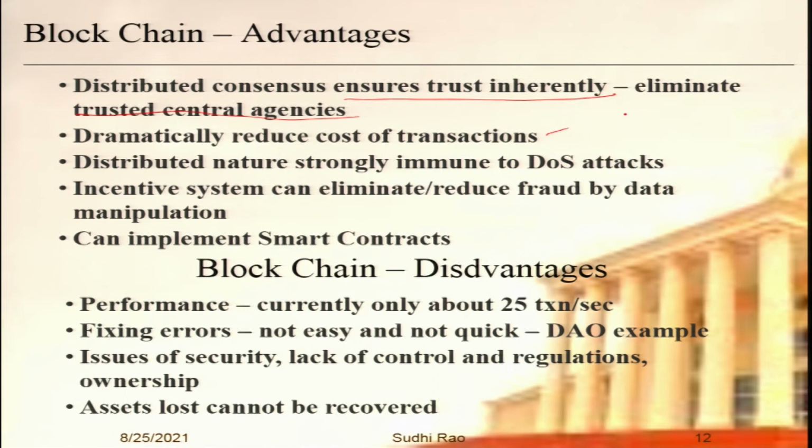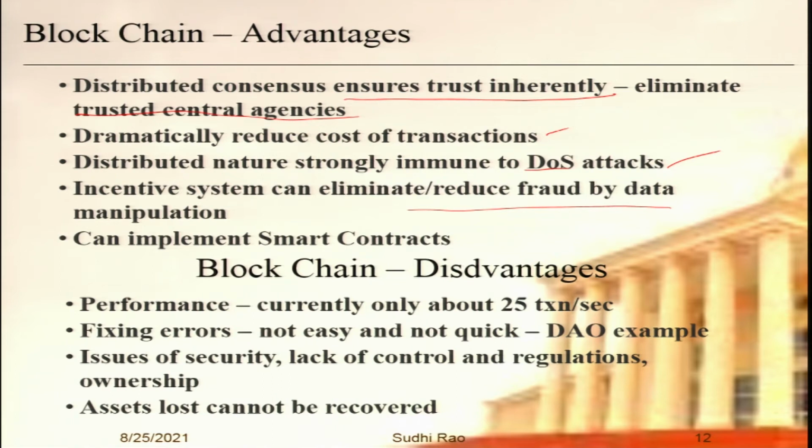It can dramatically reduce the cost of transactions. Blockchain is distributed, so somebody cannot hack into one computer and bring the whole system down. It is a distributed system, so it is immune to what is called denial of service attacks. That way it is very secure. Availability is almost guaranteed. The incentive system can reduce fraud by data manipulation. Manipulating data is not easy. The distribution of consensus and hashing ensure that, and there is an incentive to do it also. Everybody has an incentive to keep the system clean.